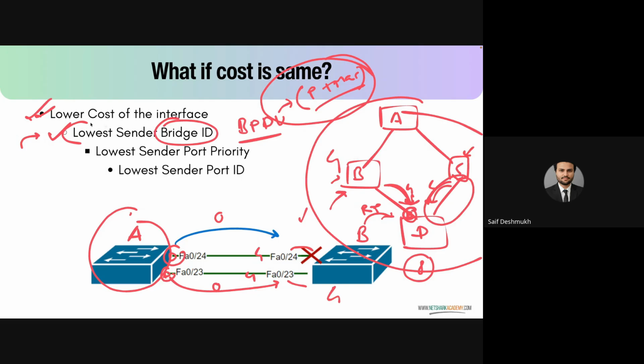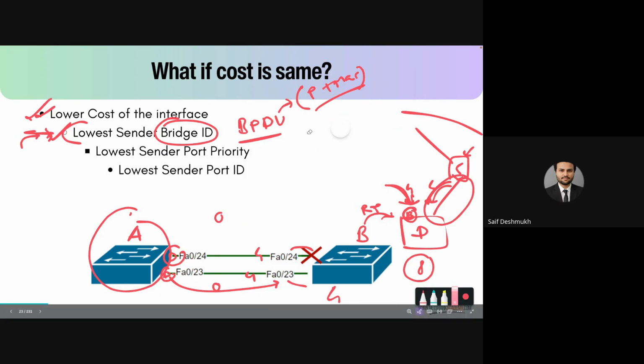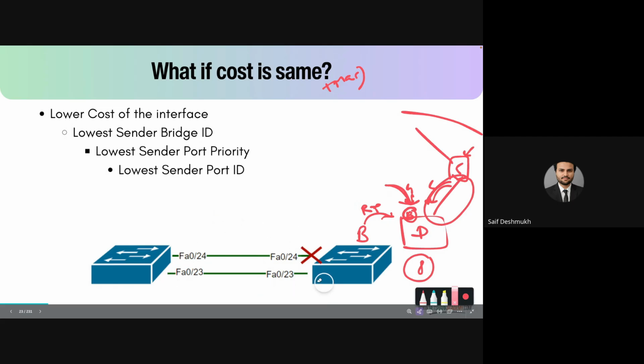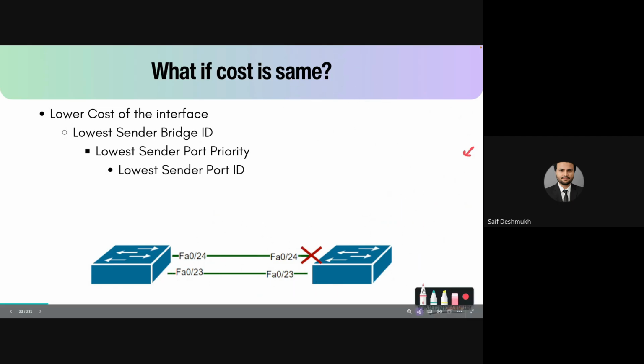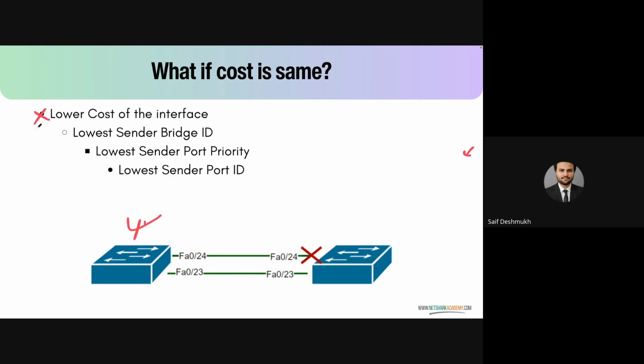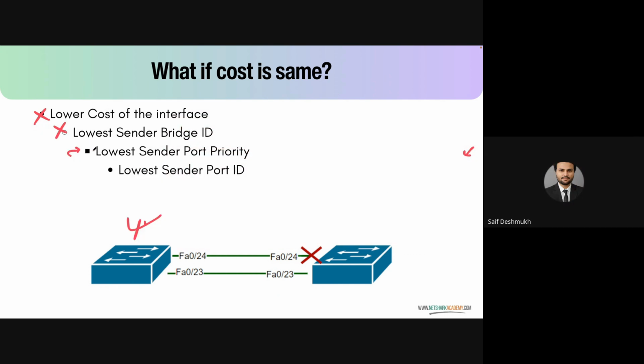in this case, the second criteria applies. But if that is the same, then we move to the next step. What is the next step? Here in this case, the sender is also the same. The cost is the same, the sender is the same. The root port needs to be elected. We will select the port with the lower port priority.